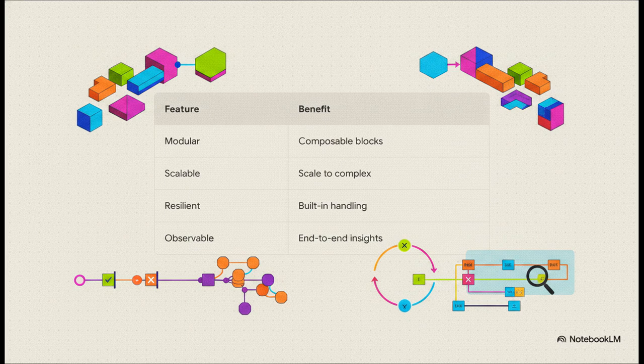Second, it's scalable. You can easily scale your architecture from a super simple task to a wildly complex operation. Third, it's resilient. Because you have elements like those pass-fail gates and feedback loops, you get built-in failure handling. Your system doesn't just crash when things go sideways. And lastly, it's observable. By breaking tasks into specific routed steps, you gain end-to-end visibility and insights. If something goes wrong, you know exactly which node, which worker, or which step dropped the ball.